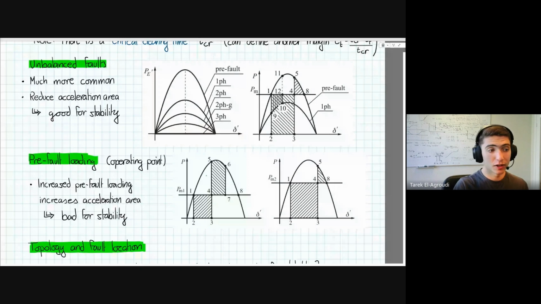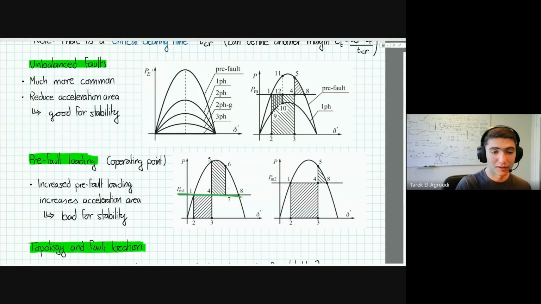Your loading, so your mechanical power before the fault, greatly affects stability. If you produce some low mechanical power, then of course, if you lose the electrical power, the power imbalance will be smaller. And so you will be more stable. You will have more deceleration area once you reconnect. Whereas if you operate close to your maximum operation, your acceleration area, if you should have a short circuit, will be massive. So you will be very unstable.